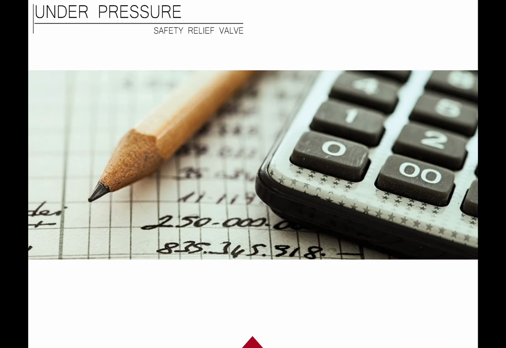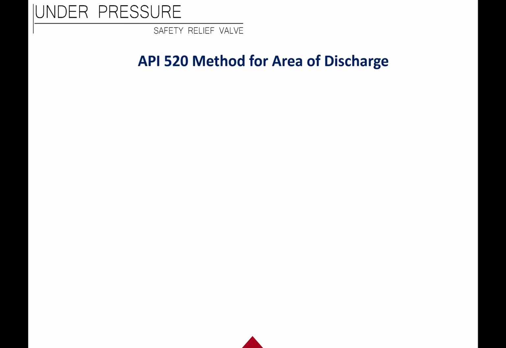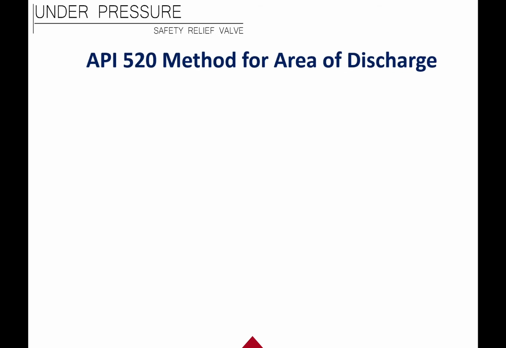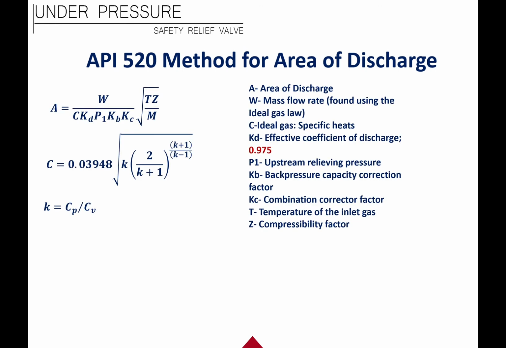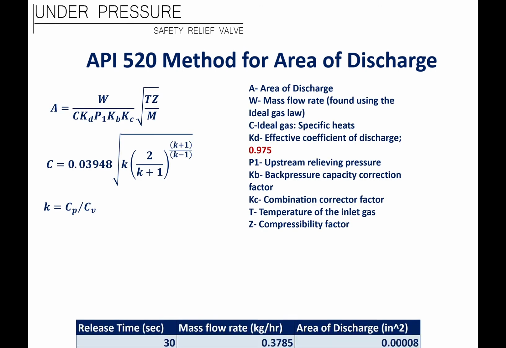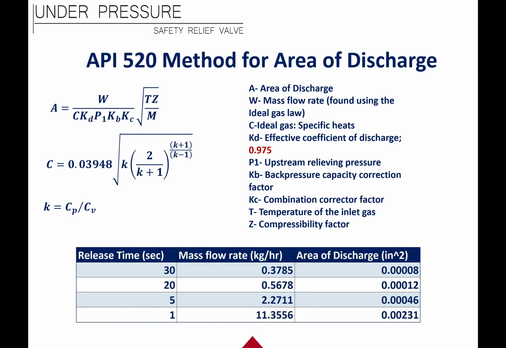A few calculations were conducted to determine the correct sizing required. In order to calculate the area of discharge for the system, we used the API 520 method. Using this method, we calculated several areas needed to reach 20% of the set pressure within 30 seconds to 1 second. It was discovered that the area required for the shortest time was 0.00231 inches squared. This is a whole order of magnitude smaller than any commercially available safety release valves.